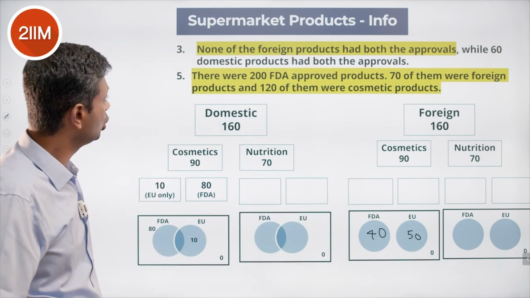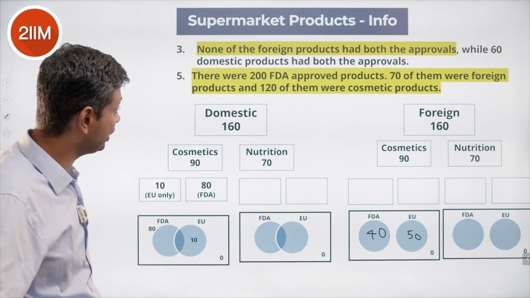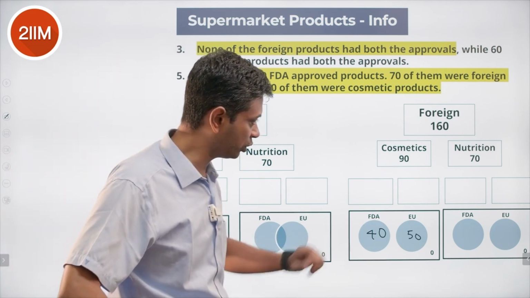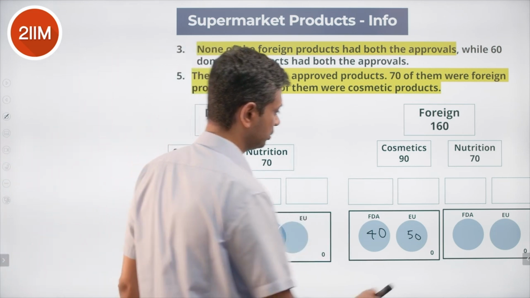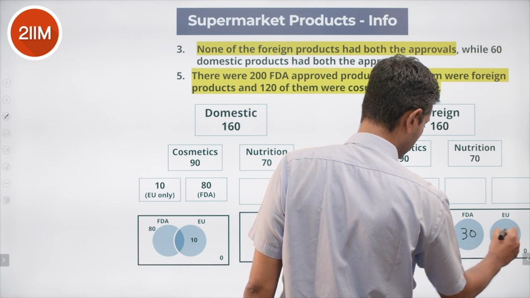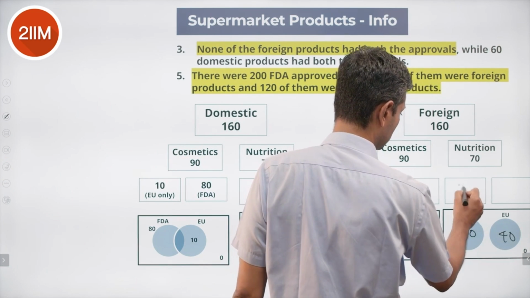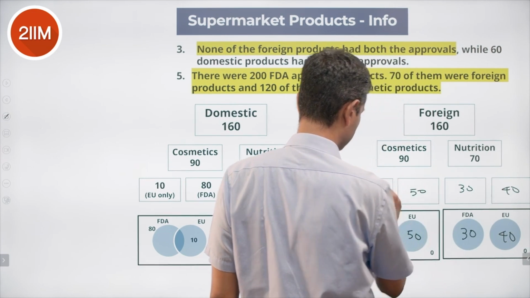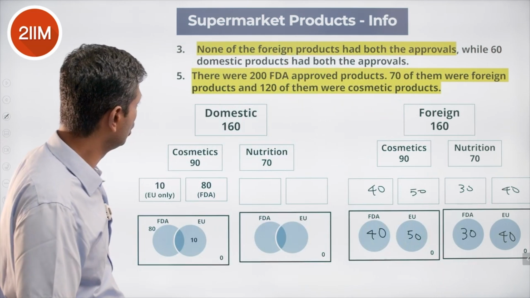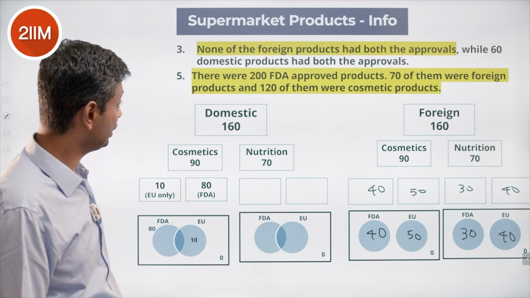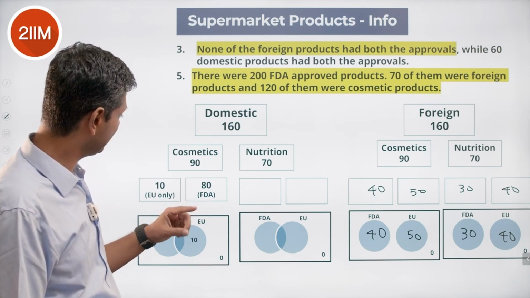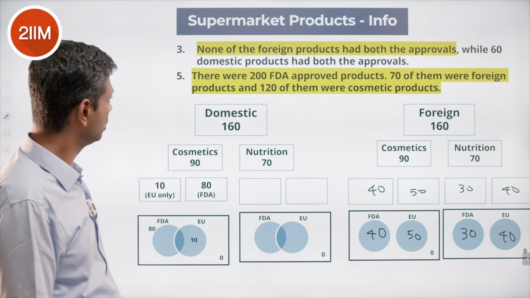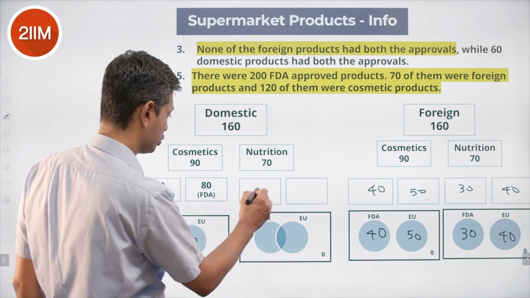Nice. 200 FDA approved products, 70 of them were foreign. Of the foreign, cosmetics are 40, so nutrition should be 30. This should be 30, this should be 40, adding up to that. So 30 and 40, 50 and 40. Wonderful, so far so good. 200 were FDA approved, 70 of them were foreign. So 130 were domestic, 80 are domestic cosmetic. Out of 130, so this should be 50.